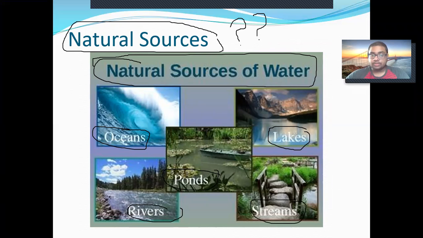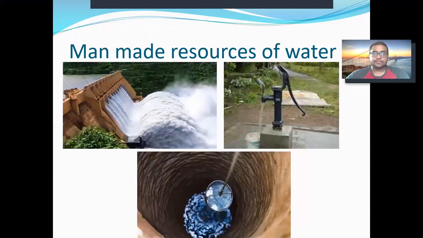Where do we get water? We get water from oceans, we get water from lakes, we get water from ponds, we get water from rivers, and we get water from streams. These are some sources of water.